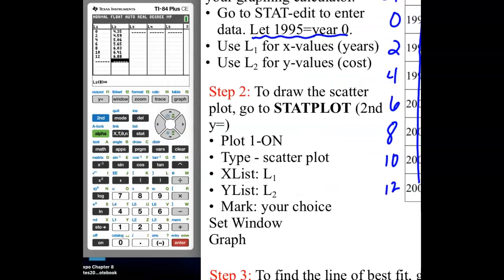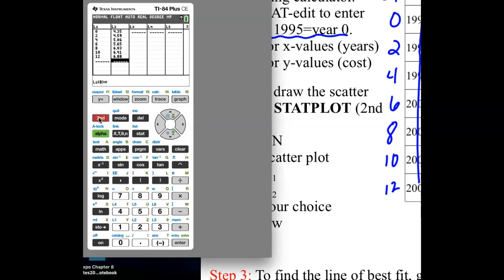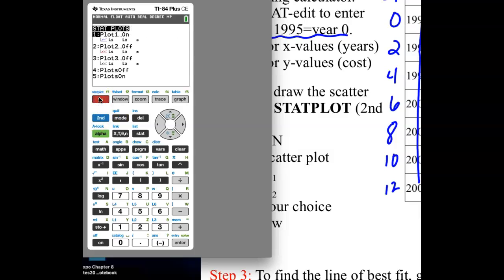So let's get our stat plot turned on. You can quit out of this screen, just do second and then the key right next to it. That's your quit. And let's go in and set up our stat plot. So stat plot is right above the y equals key. So you're going to hit second y equals. Okay? Second y equals.